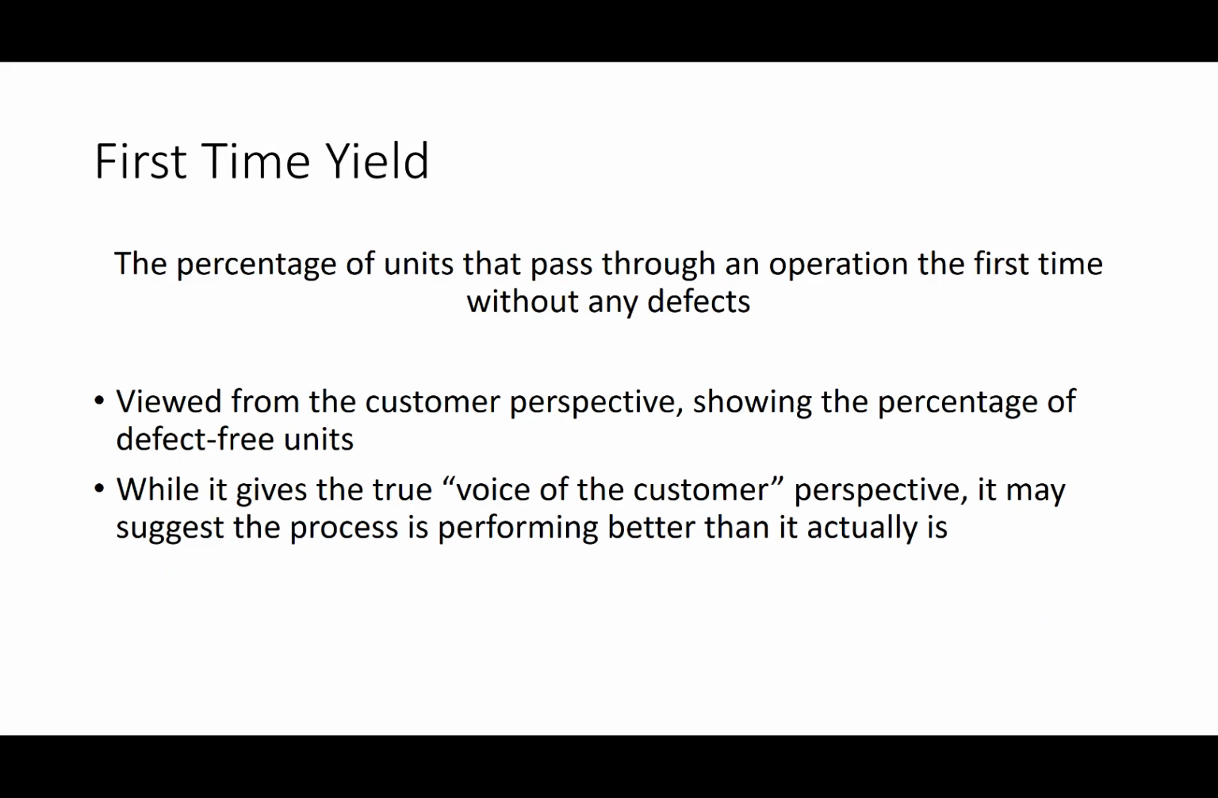First-time yield is defined as the percentage of units that pass through an operation the first time without any defects. This is a different take than CP and CPK and serves a slightly different need, whereas typically this will look at an overall process where CP and CPK may look at just one specific element of a process. This first-time yield is viewed from the overall customer perspective and shows the percentage of defect-free units. This gives the true voice of the customer. However, the downside to this is that it may suggest a process is performing better than it actually is, because defects could be addressed and fixed before it gets out to the final customer.